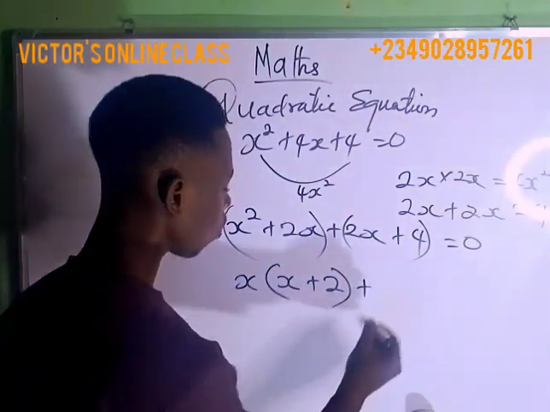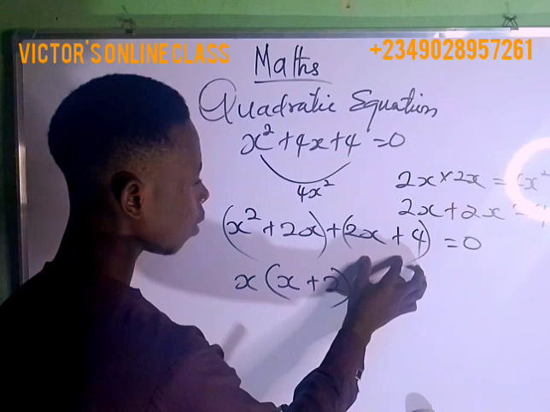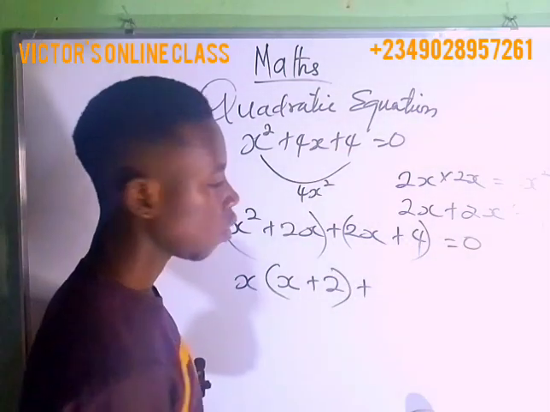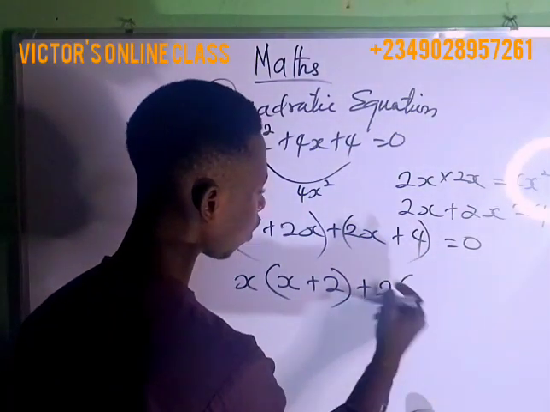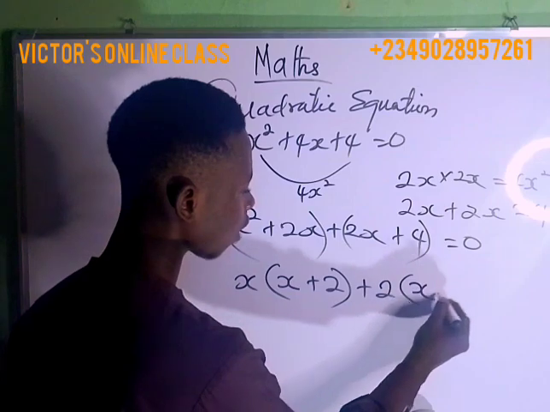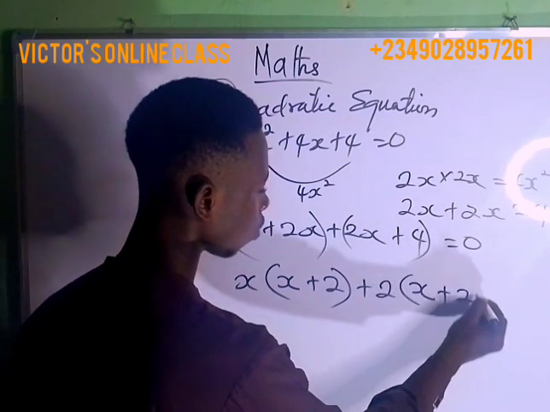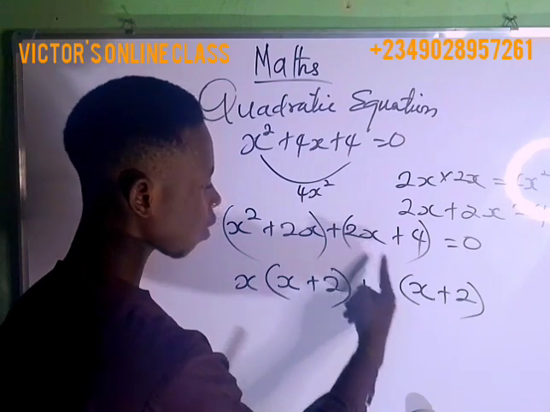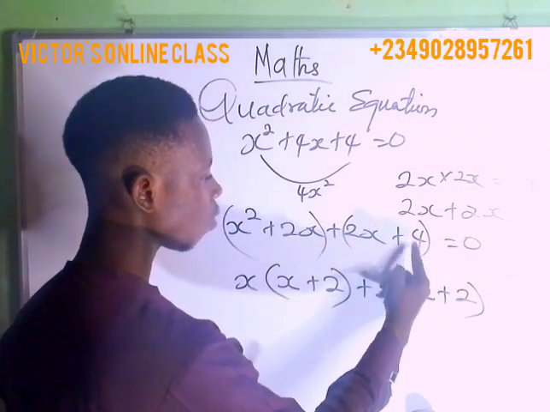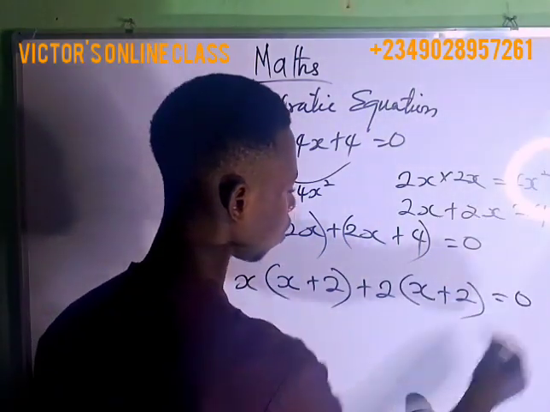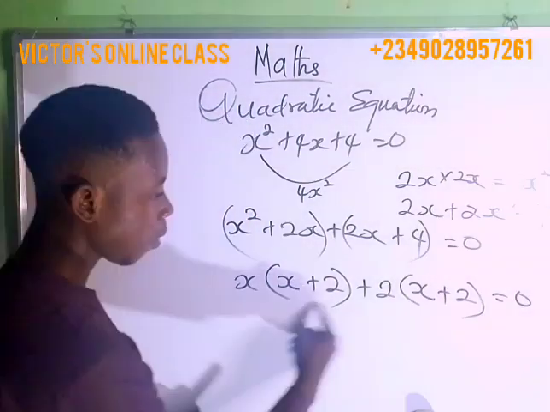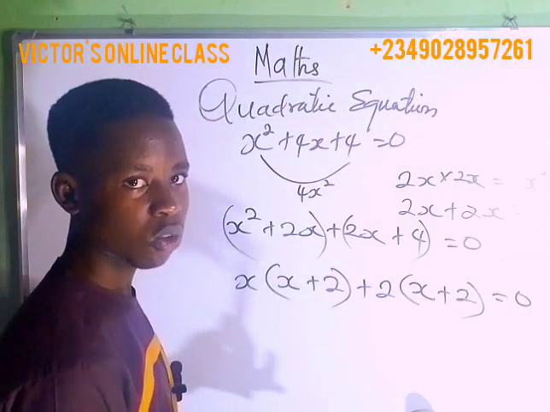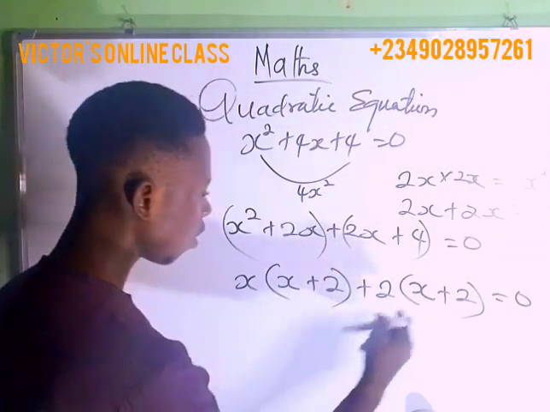Now you come here and factor out the common term, which is 2. When you factor out 2, you are left with x here, and here you are left with 2. To check it, 2 times x gives 2x, and 2 times 2 gives 4, still equal to 0. Now you see that the ones in the brackets are the same, which means that your answer is correct.